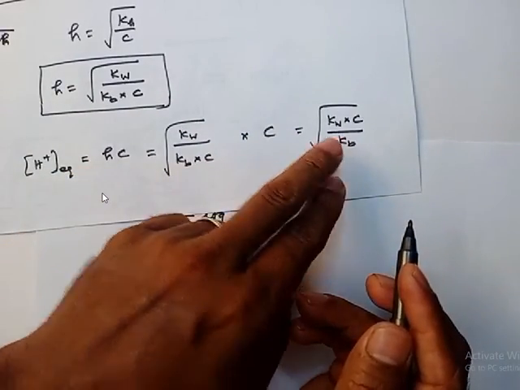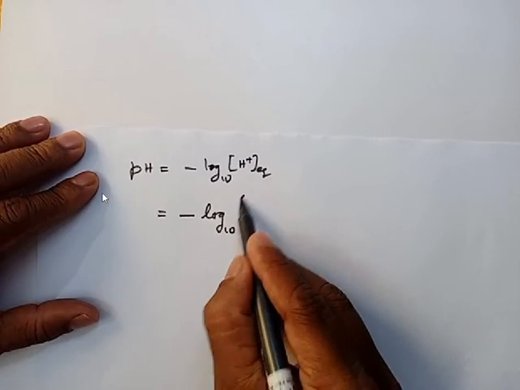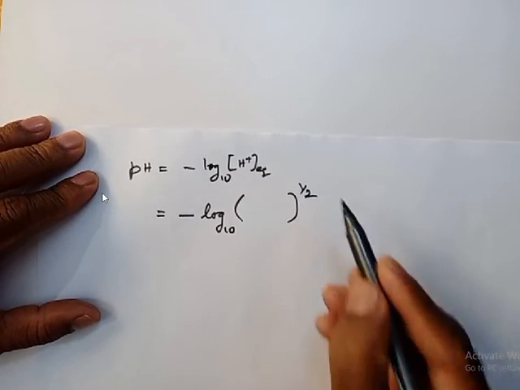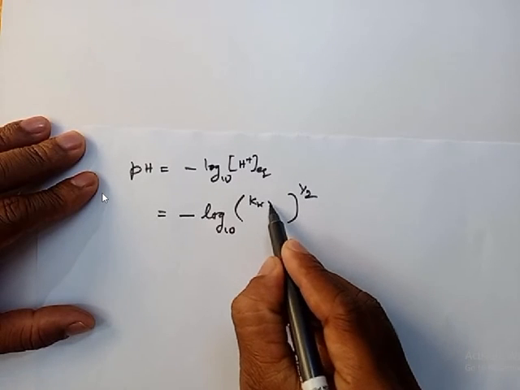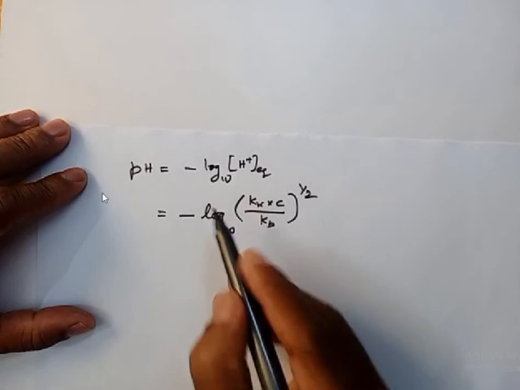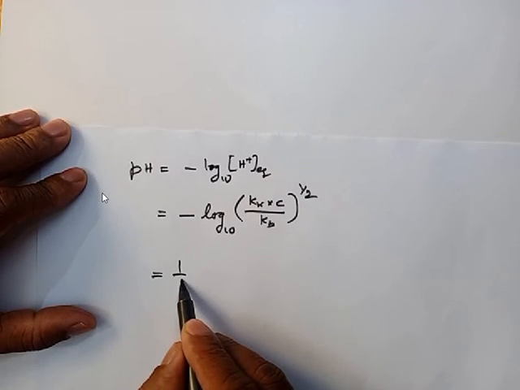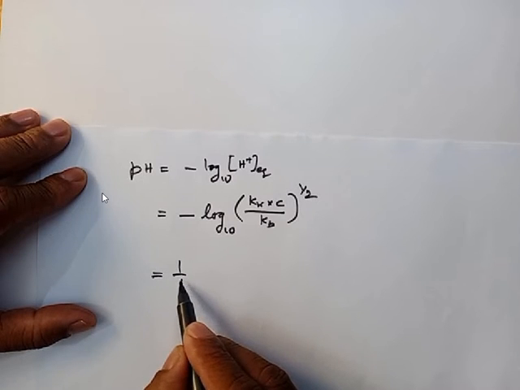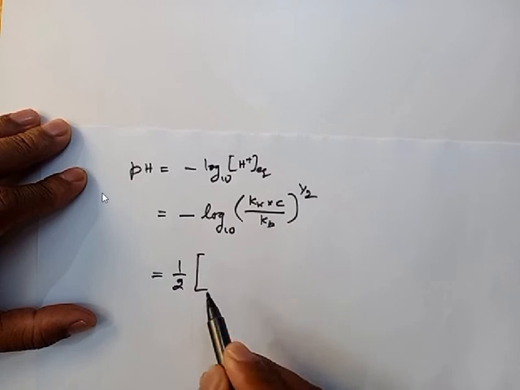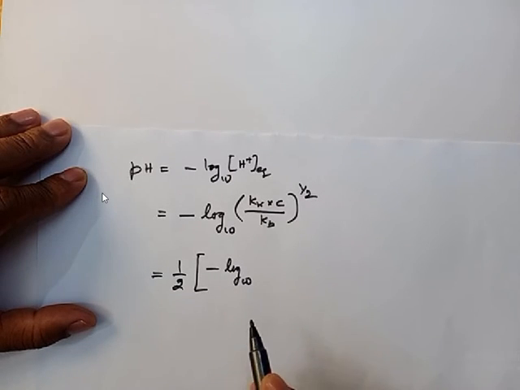Concentration of H plus is root of Kw into C by Kb. So I can write this root as power 1 by 2 of Kw into C by Kb. Okay, I'll bring this 1 by 2 in front. So I can write this as 1 by 2 into negative logarithm of base 10.